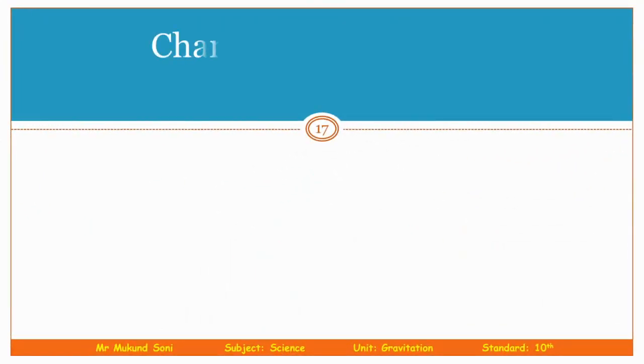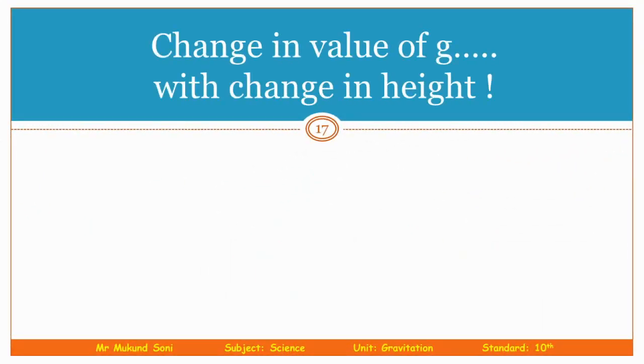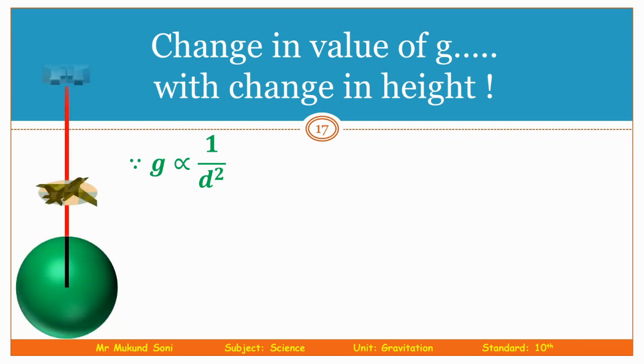Now there are other reasons too, like the change in the value of g due to change in height. As you move away from the planet, as you move up, the distance between you and the planet increases. And from the previous two examples, you may have understood now, if distance increases, the gravity, correct, decreases. Let's see an example.